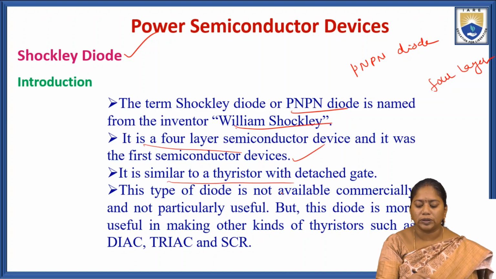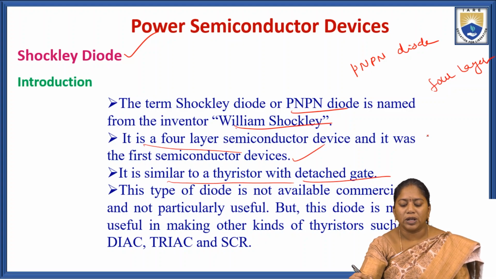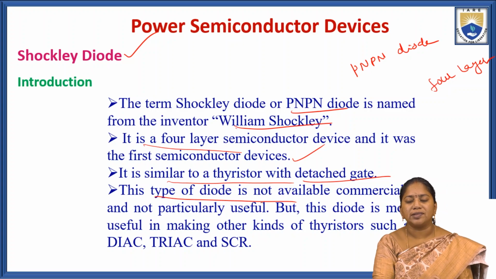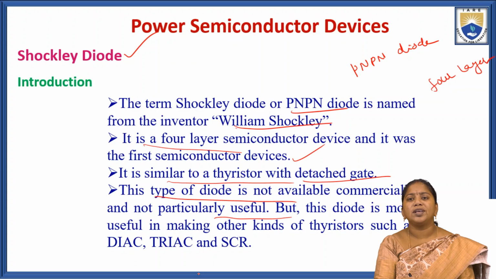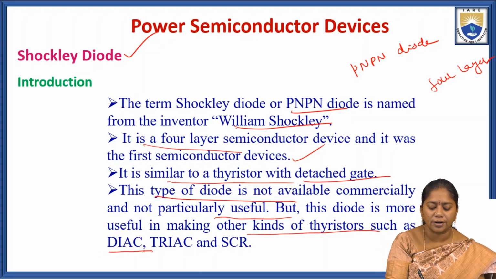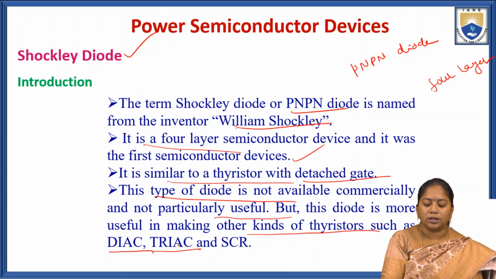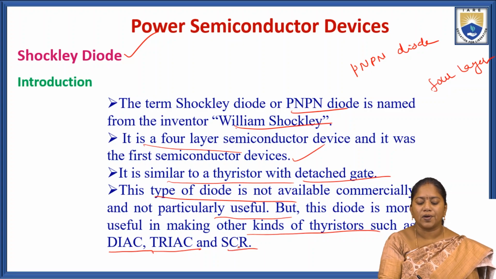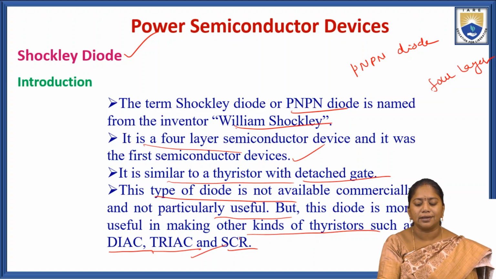It is similar to a thyristor, but it has a detached gate. This type of diode is not available commercially and is not particularly useful. But this diode is useful in making other kinds of thyristors, such as the triac (triode AC switch) and SCR devices.